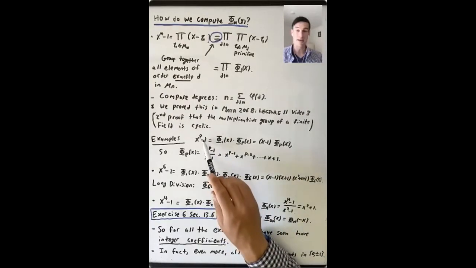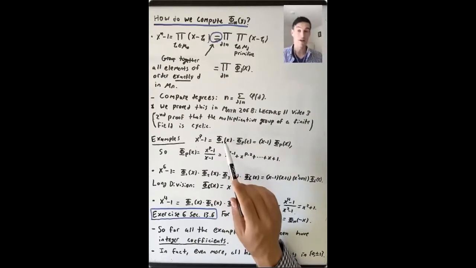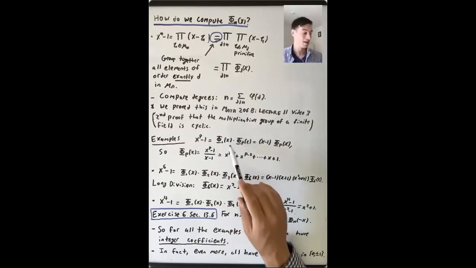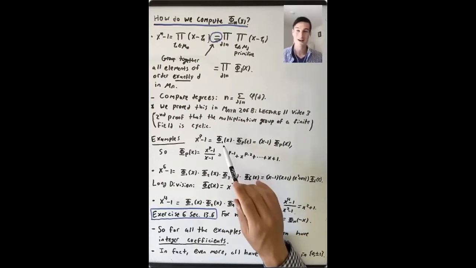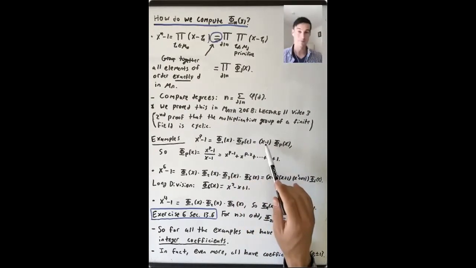So for example, when n is prime, p, x to the p minus 1 is the first cyclotomic polynomial times the pth cyclotomic polynomial. And the first cyclotomic polynomial, okay, what is that? That's the polynomial whose roots are the primitive first roots of unity. But there's only one first root of unity, which is 1. So this polynomial is x minus 1.